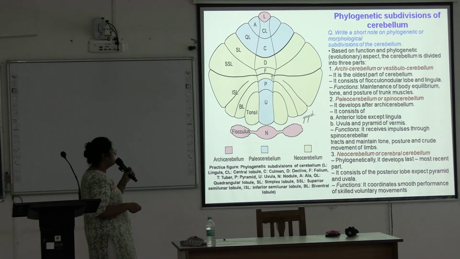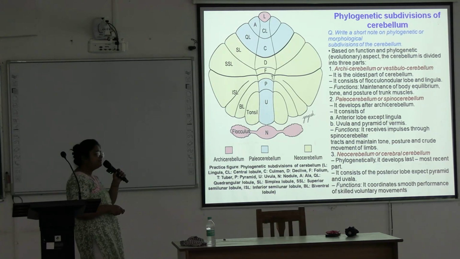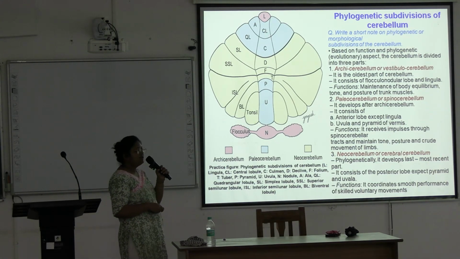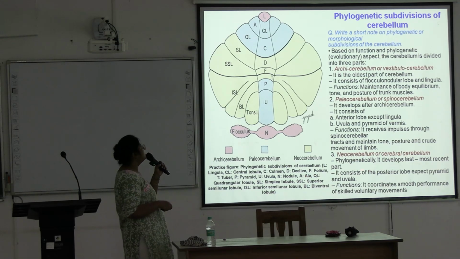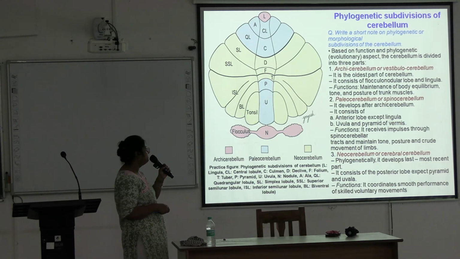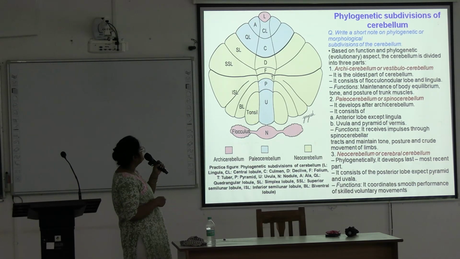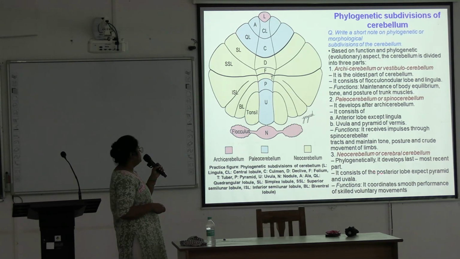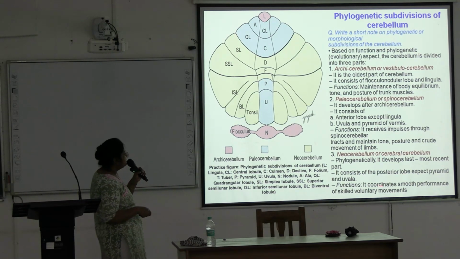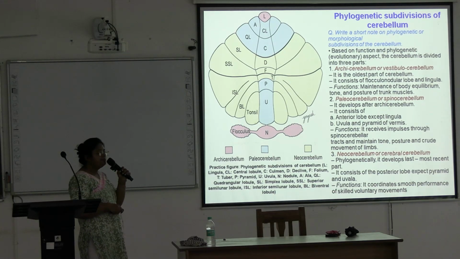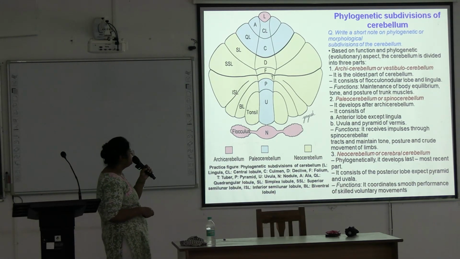Next is the neocerebellum or cerebrocerebellum. Phylogenetically it develops last, that is, it is the most recent part of the cerebellum, and it consists of the posterior lobe except the pyramid and uvula. Okay, the pyramid and uvula are included in the spinocerebellum. Next, functions: it coordinates the smooth performance of skilled voluntary movement. Okay, this is the function of the neocerebellum.